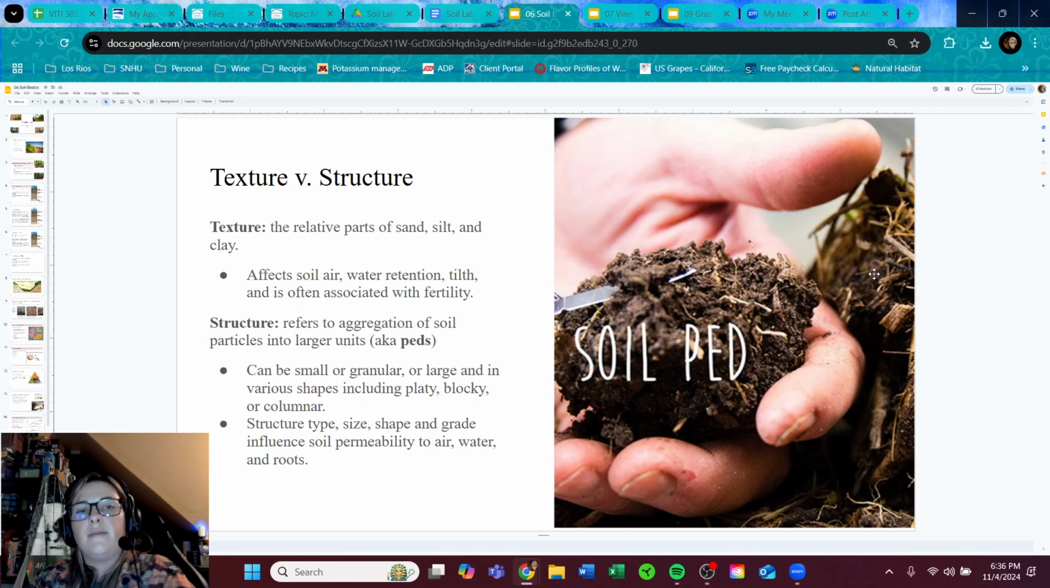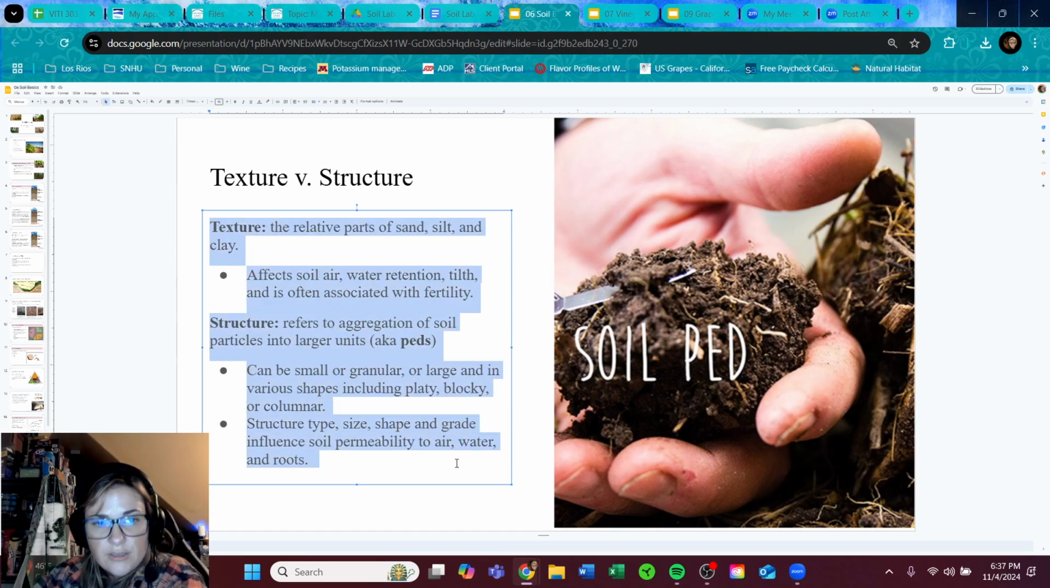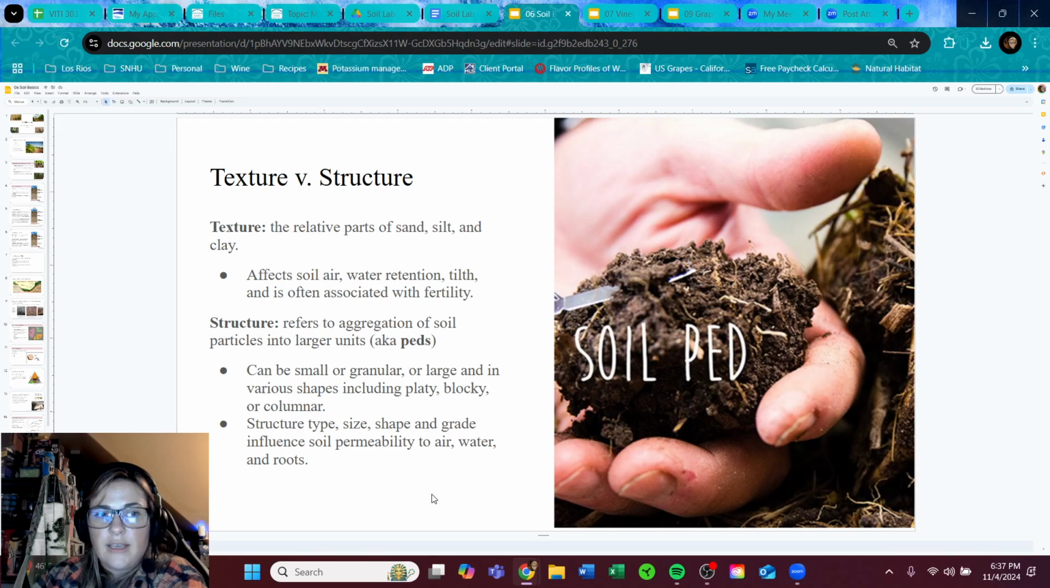Okay. Texture versus structure. This is a really good thing to ask on the exam. Structure will be like the aggregation and the health of the soil, and texture is just the relative parts of sand, silt, and clay. That would be a really good short answer question for you guys to review for the exam.